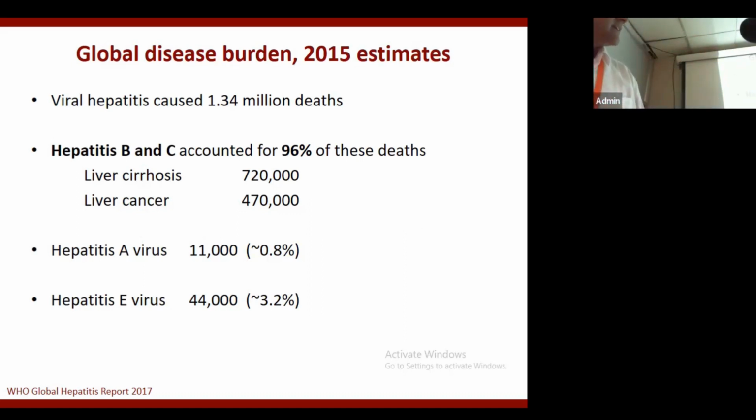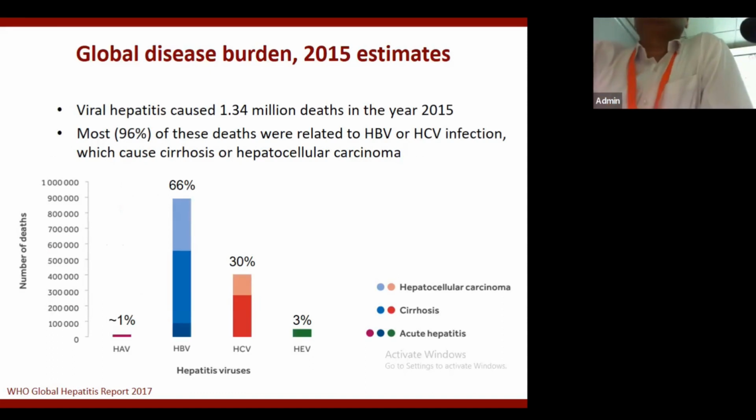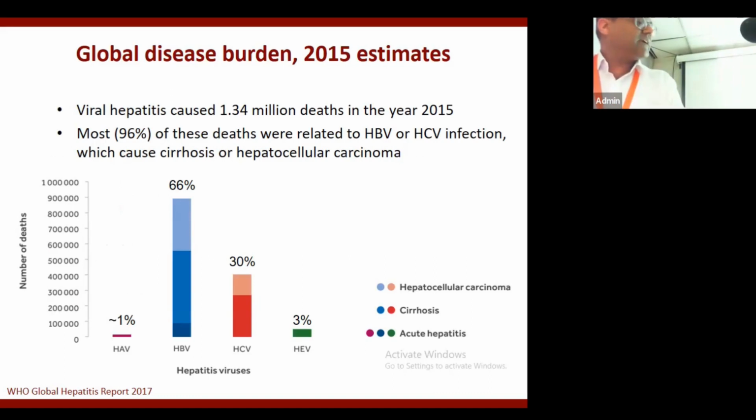And hepatitis A related death and E related death is very small, 44,000 and 11,000. This is the 2015 estimate. If you see, most of the deaths are from B and C, and how are they causing death? They are not causing death just by infection. They are causing death because of cirrhosis and because of hepatocellular carcinoma. So these are the consequences of viral hepatitis. So we should know that every cirrhotic, every chronic liver disease should be screened for hepatitis B and C. We should take this message from the slide.